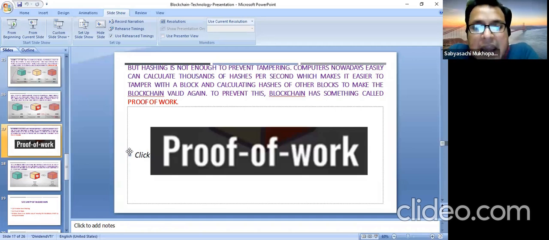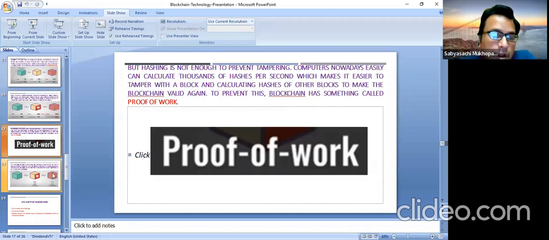To protect it, there is another way. There is a new concept, the proof of work. That is a very, very effective concept. Hash also plays a very important role, but because of fast computers, you can generate the hash and with it a new set of blocks and a new blockchain within a few seconds. That's the reason you require a new concept related to proof of work. It plays a very vital role for the blockchain.